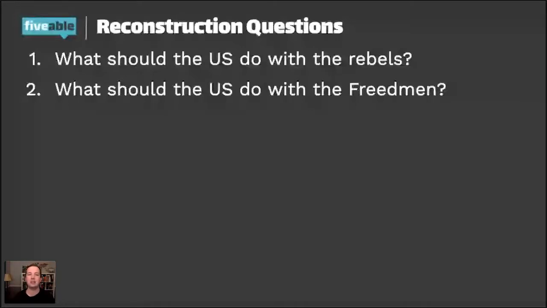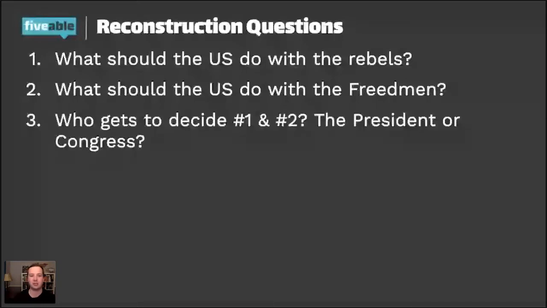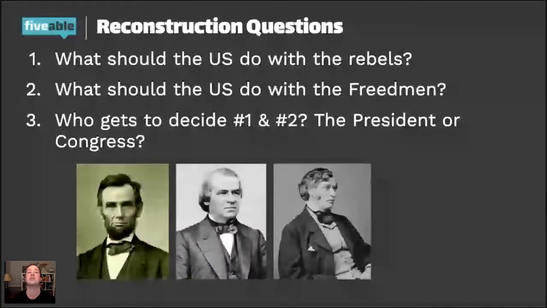And then, of course, who gets to decide those two questions, the president or Congress? Because you're going to have a couple different presidents during this time period, Lincoln and Johnson, and then you have those two gentlemen in Congress that are going to be very important, and a thorn in the side of Mr.